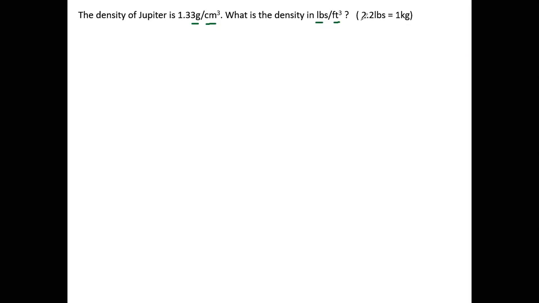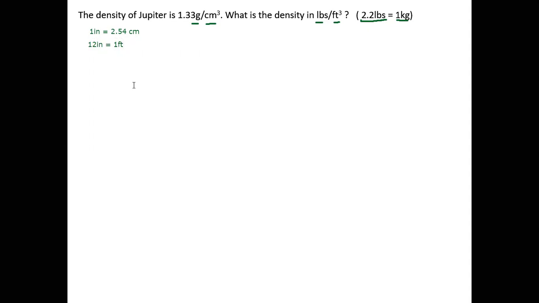It's given us the conversion factor of 2.2 pounds in 1 kilogram. Anything else it didn't give us, so we can use whatever we want. And just in the interest of significant figures, I'm going to use 1 inch equals 2.54 centimeters. That's how I'm going to get from metric to English. Now, in addition to this, we want feet cubed, so we're going to need a conversion factor with feet. And what we know is that there are 12 inches in 1 foot.